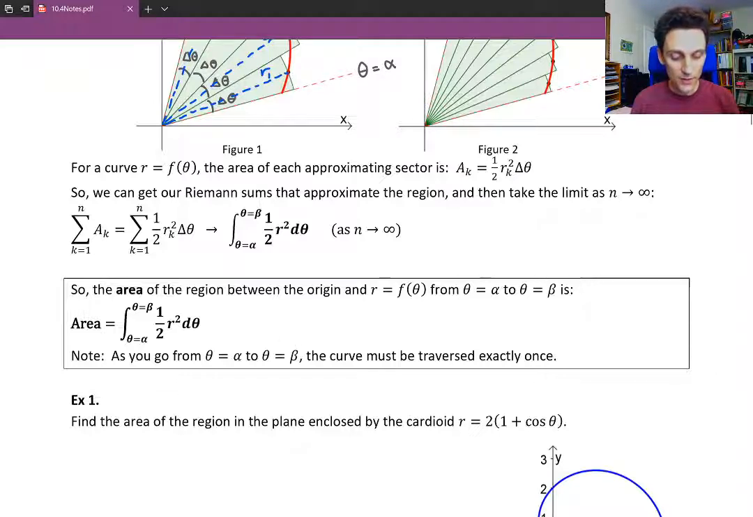The other note is that as you go from theta equals alpha to theta equals beta, you've got to make sure that you're traversing the curve exactly once. If you go around the circle many times, you're going to be counting more areas of sectors than you want. You're going to be double counting the area of the region, or triple counting, or more. So you want to make sure that you're traversing the curve exactly once.